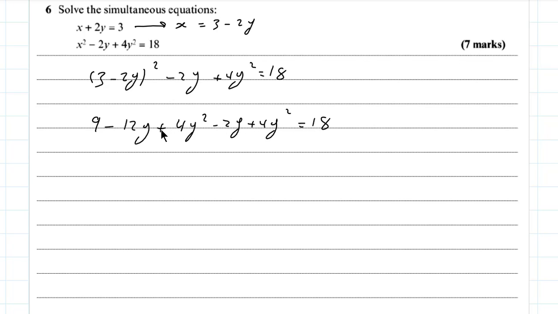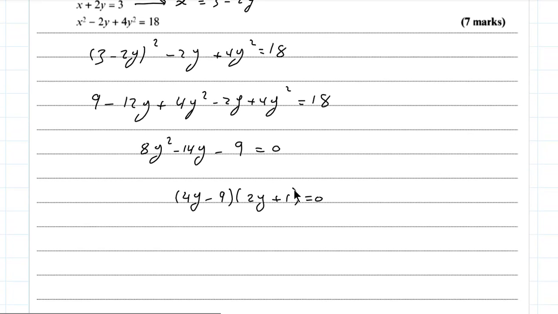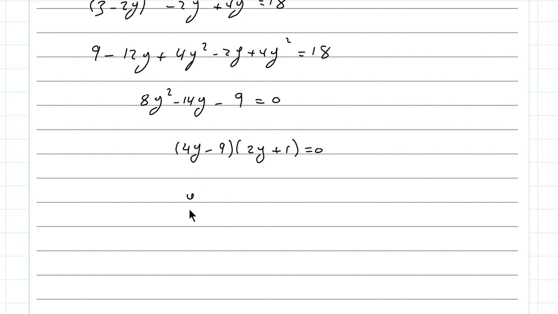Rearrange 4y squared with 4y squared, we have 8y squared minus 2y minus 12y, minus 14y, and then we have here 9 minus 18, which is minus 9, equals 0. Factorizing to get (4y minus 9) times (2y plus 1) equals 0. So either y equals 9 over 4 or y equals negative half.